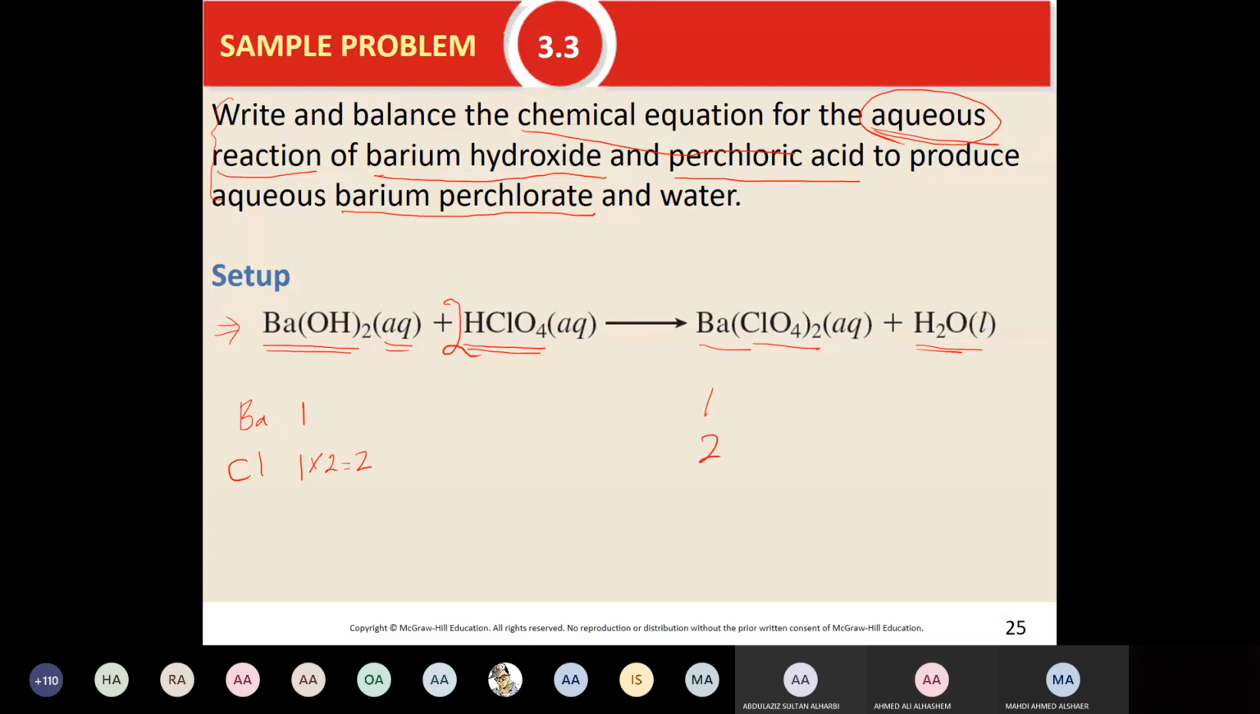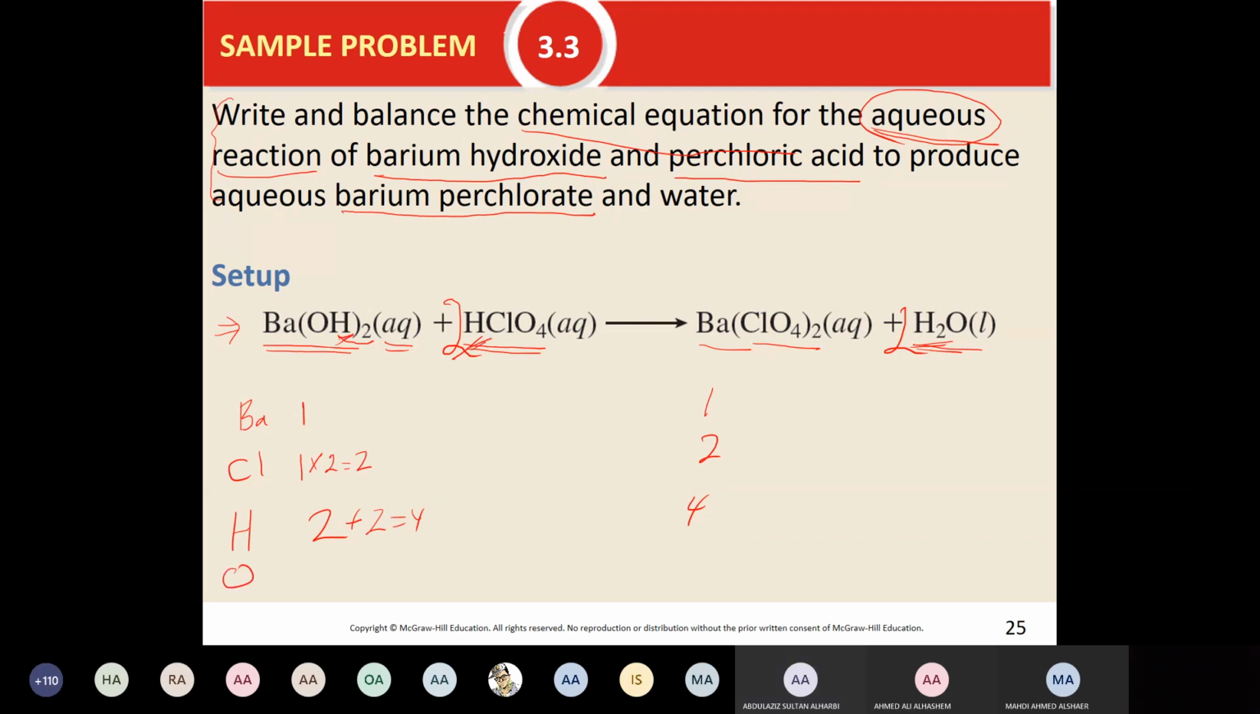Very good. Next, go to hydrogen. How many hydrogen do we have here? We have 2 plus 2, 4. And how many do we have here? 2. There's no hydrogen there, it's only here. So what is it? 2 multiplied by 2. Very good. So hydrogen, I have 2 in here and 2 in here, 4. 2 plus 2, which is 4. Very good.